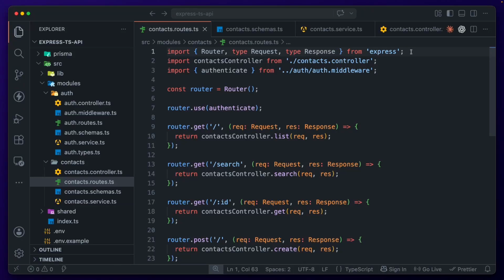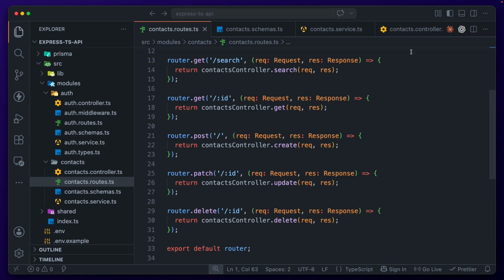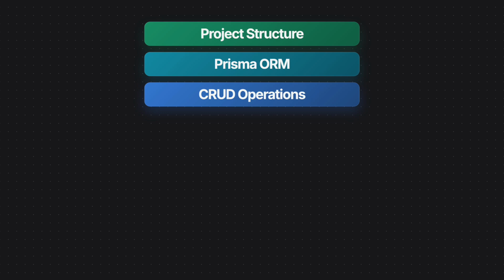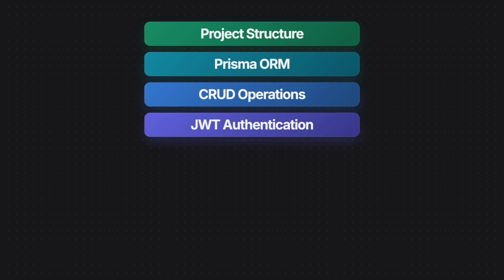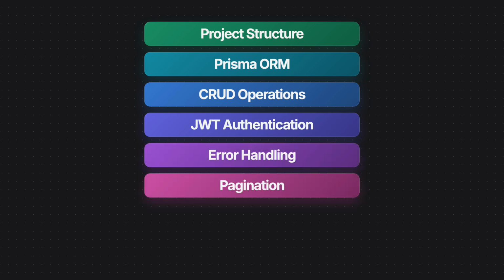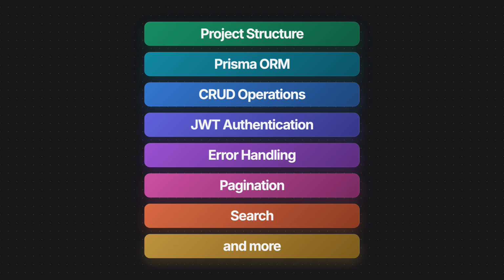Hey everyone! In this course, we're gonna build a complete Node.js API from scratch. We're gonna cover a lot in this project. A clean and scalable project structure, Prisma ORM to interact with the database, full CRUD operations, JSON Web Token authentication to secure the API, centralized error handling, pagination for working with larger datasets, search functionality, and plenty of best practices along the way. So without further ado, let's get started.